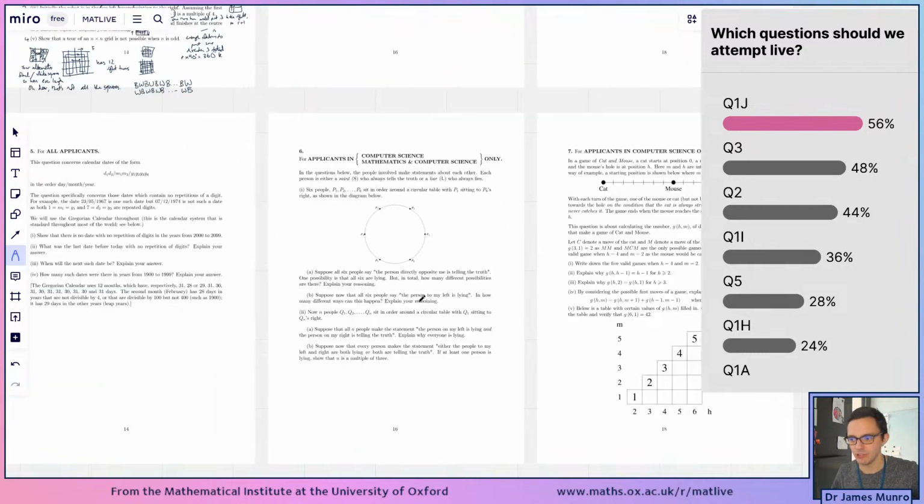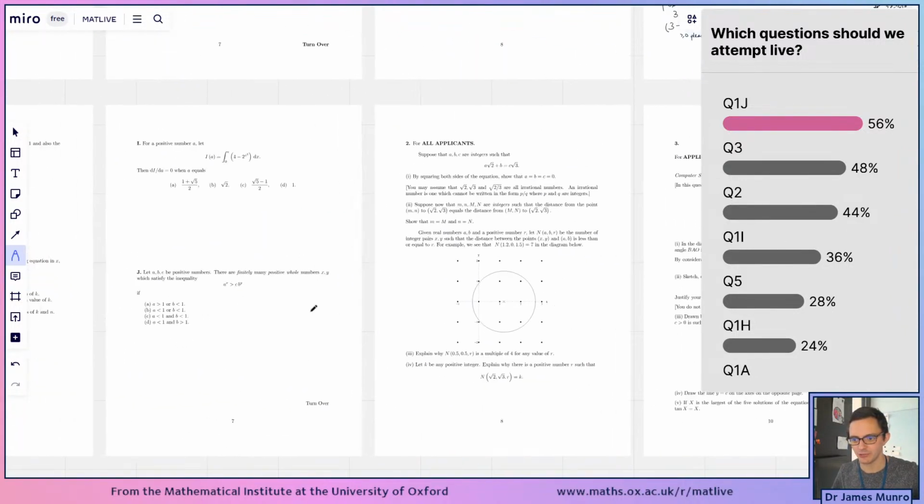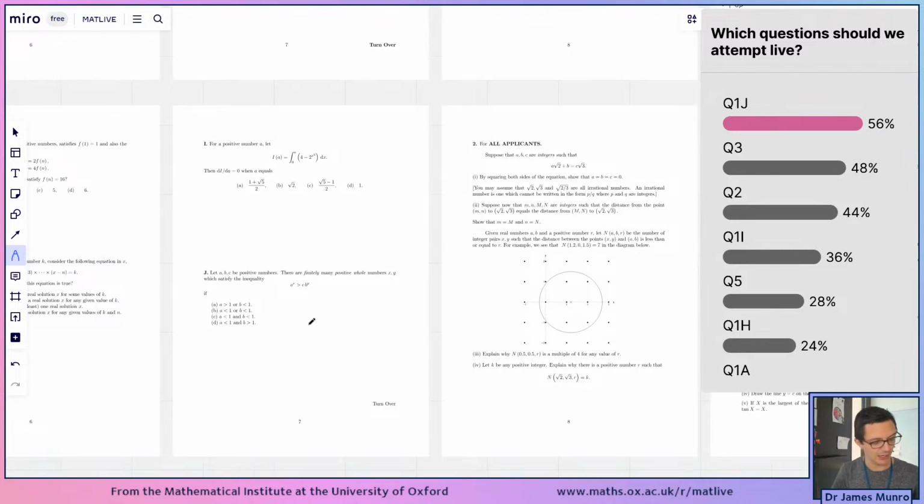Right. So 1J did really well in the vote. So I think we're going to do that short question as a way to get started, and then we're going to look at questions 2 and 3. Let me try and circle those things. So 3, 2, okay, 3 in a row.